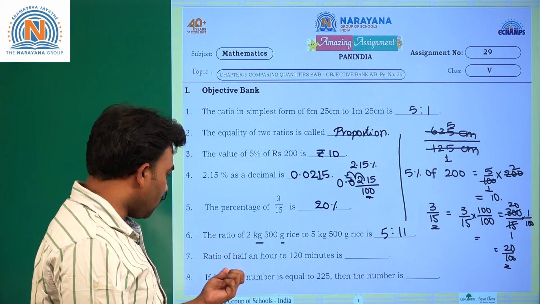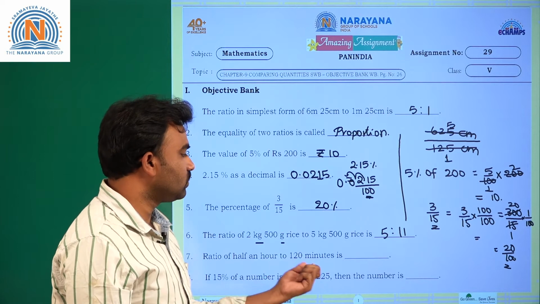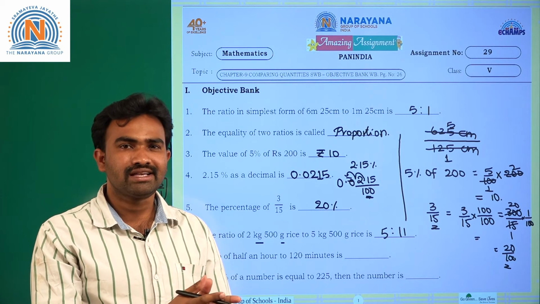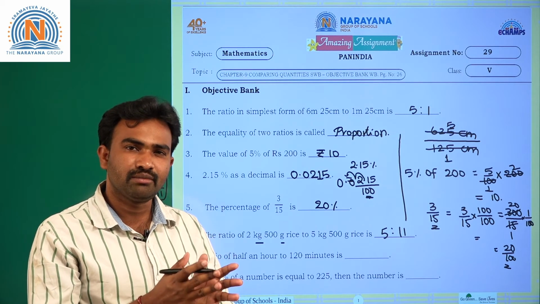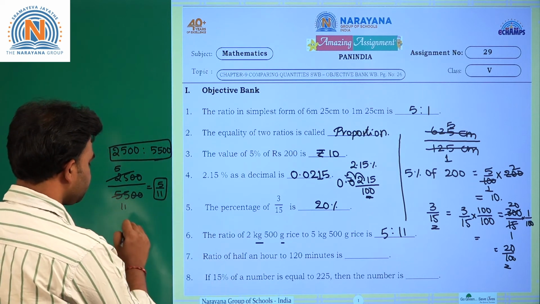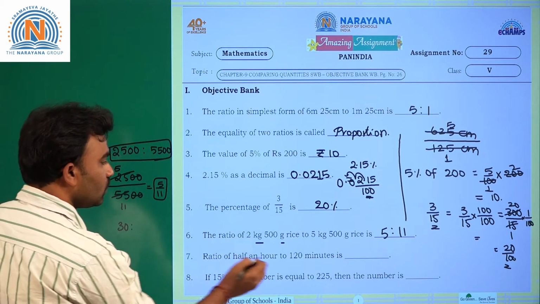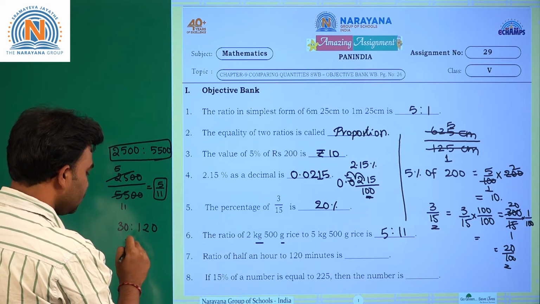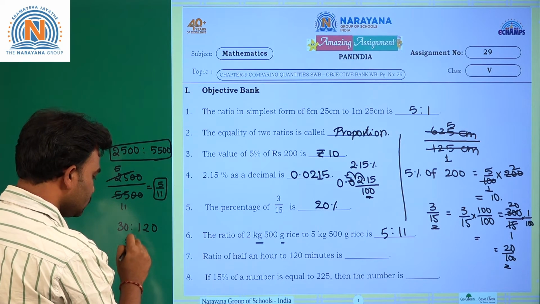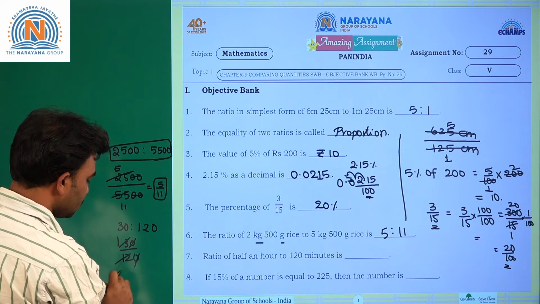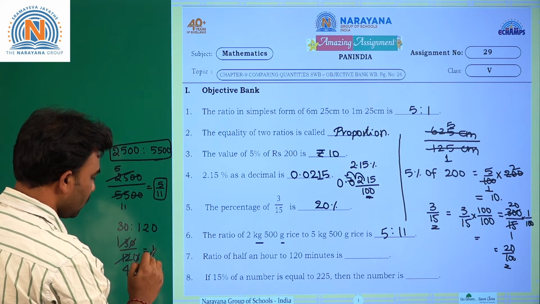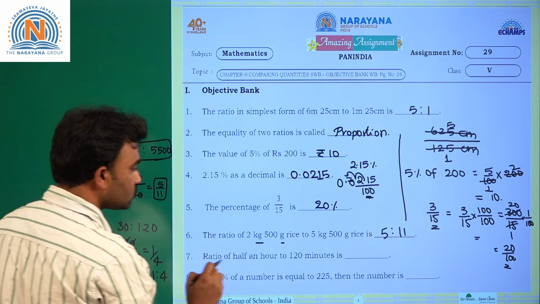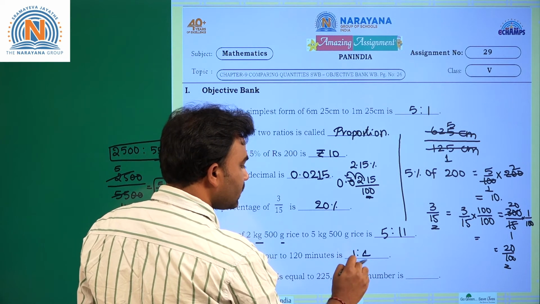Next, the ratio of half an hour to 120 minutes. An hour has 60 minutes, so half of the hour is 30 minutes. So 30 minutes is to 120 minutes. This can be written as 30 by 120. The zeros cancel. We know that 3 ones are 3 and 3 fours are 12. It is equal to 1 by 4. The ratio form is 1 is to 4. So 1 is to 4 is the answer.